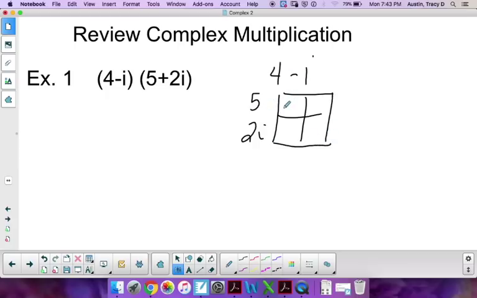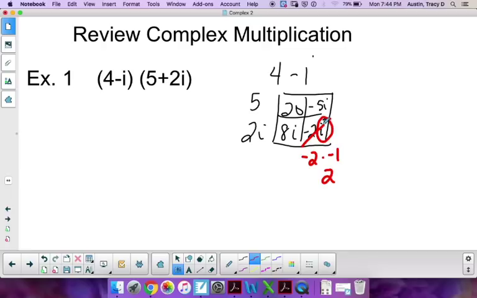So 4 times 5 is 20. 5 times negative i is negative 5i. 2i times 4 is 8i. And 2i times negative i is negative 2i squared. Then we have to remember that i squared is actually negative 1. So that's really negative 2 times negative 1, which equals 2.